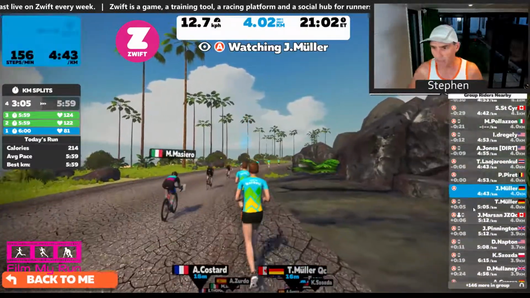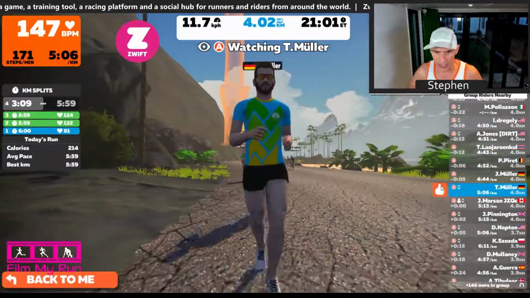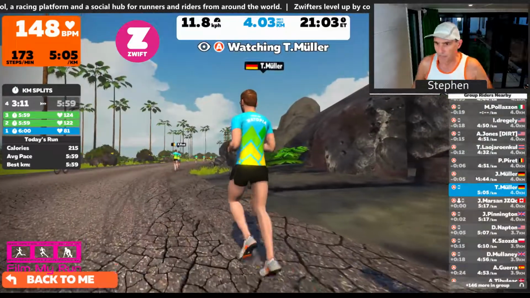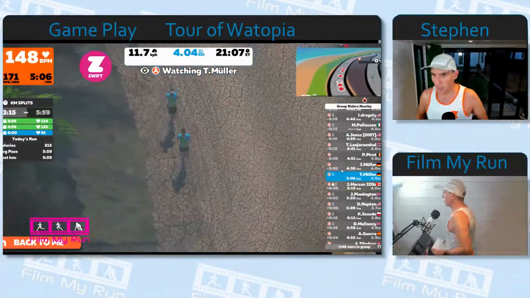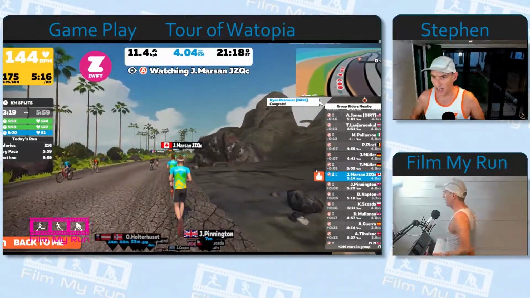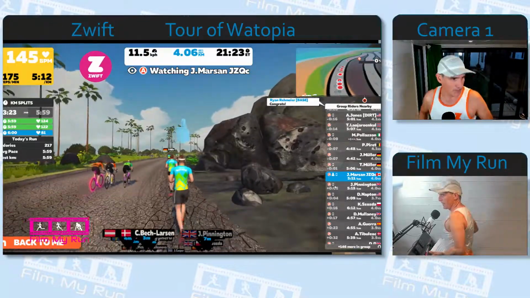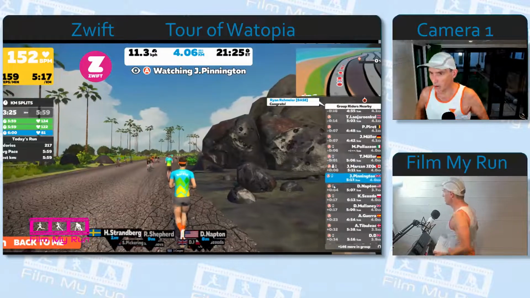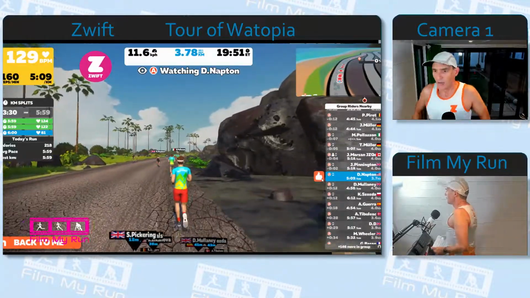Piret from Belgium, Muller from Germany, followed by another Muller from Germany. Do you reckon that's brothers, or could be brothers, could be husband and husband, of course. Marsan from Canada. I need to keep an eye on the chat because Darren's filling me in with all the flags I don't know. Jay Pinnington from the UK and Napton from the USA.